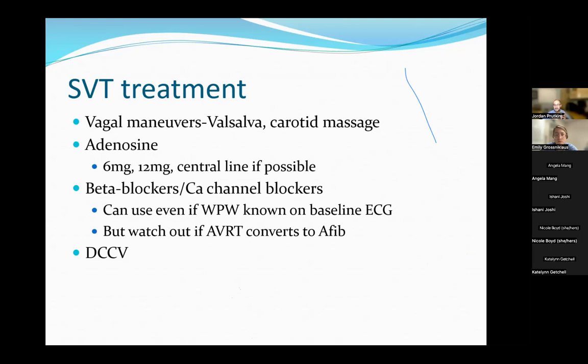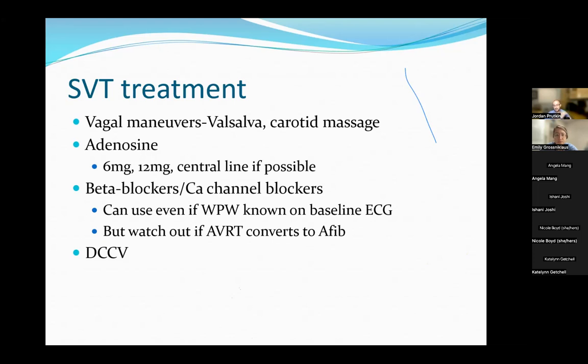If you're going to do adenosine, 6 milligrams first, 12 milligrams next, central line if possible, and you really want to push it fast and flush it fast. Sometimes I will go up to 18 milligrams. You do run the risk of bronchospasm if you give too high a dose of adenosine.